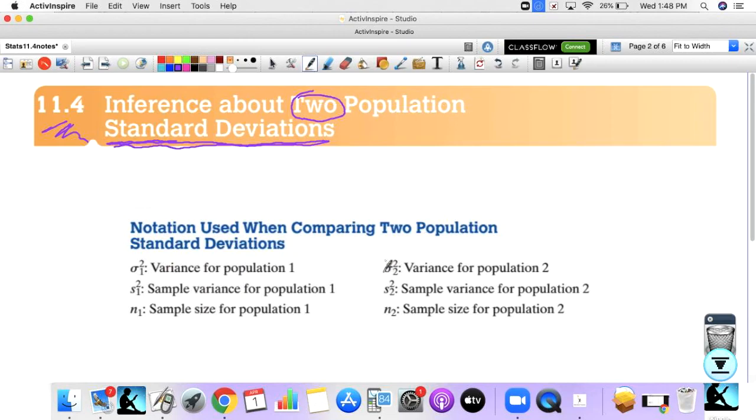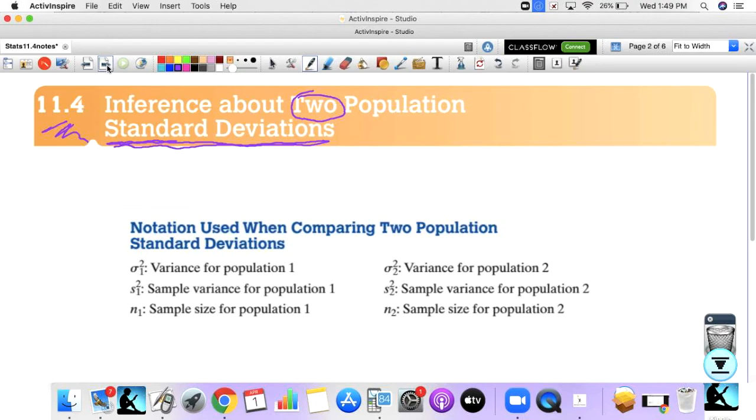Here we have variance from the population of the second sample, or of the second population. The sample variance, okay, from our second population, then our second sample size. So this squared, really, that's just telling us that it's variance, either from our population or from our sample, and then the second number delineates which population it is from.